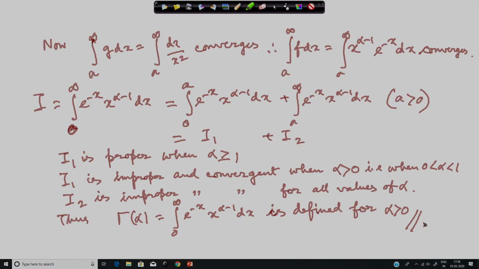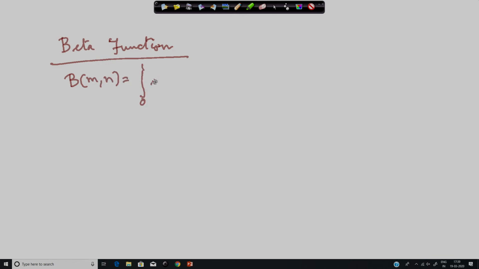Okay. So, let us start the beta function. The beta function is defined as beta(m, n) equal to the integral from 0 to 1 of t to the power m minus 1, times 1 minus t to the power n minus 1, dt.